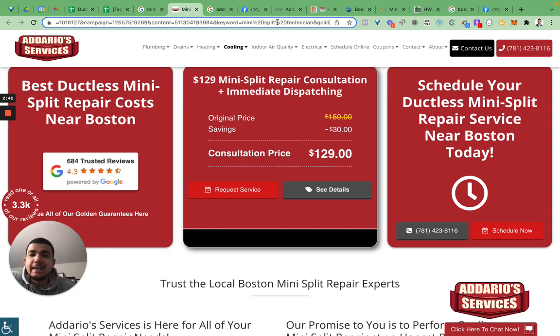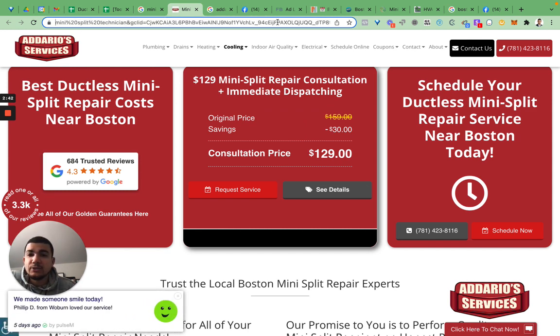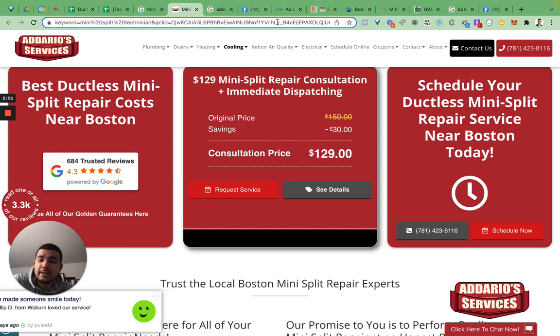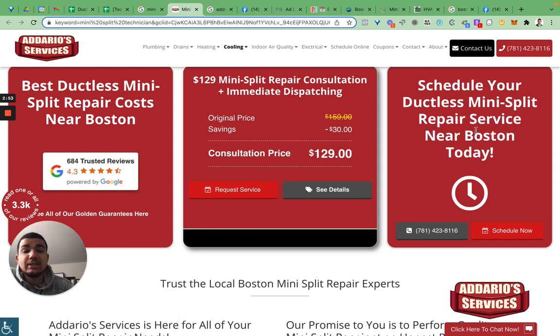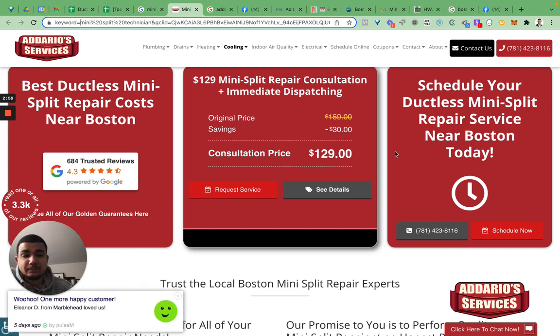The second one is, if you look at their UTM code, they're tracking it, which is good. They are advertising for the keyword mini split technician, and they're showing up for mini split installer. They are the same thing, but you can see here that they're running a service ad to an installation keyword. So keyword pruning is definitely going to help that as well.